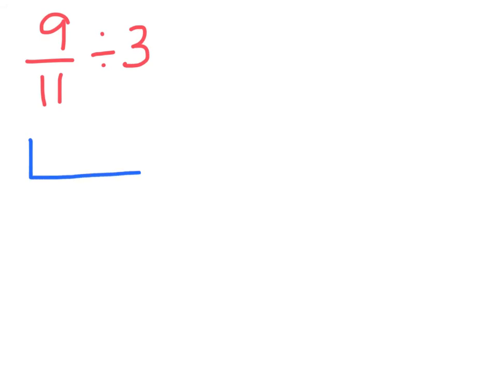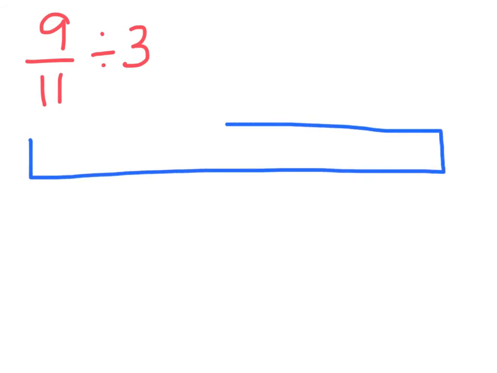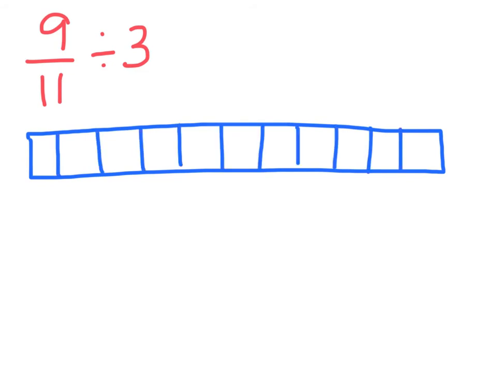First, let's draw our bar, and let's divide that into 11 equal pieces. Okay, so they're not perfectly equal, but you get the idea. So our model shows that we have 9/11ths here. We'll forget about these 2 pieces right here. And we want to divide it into 3 equal parts.